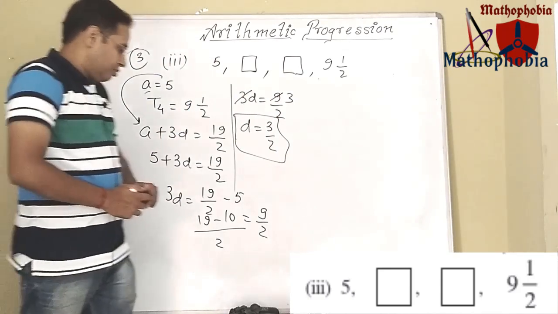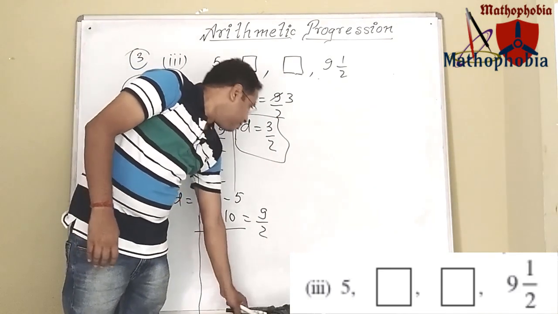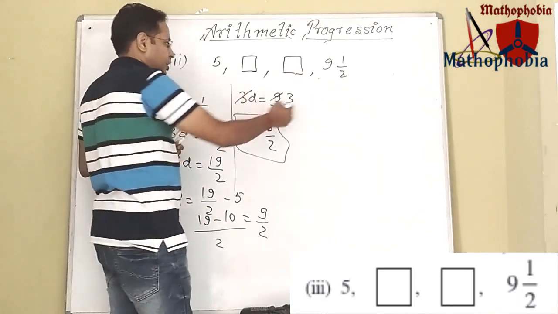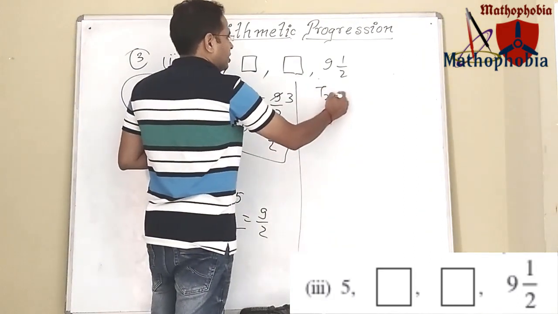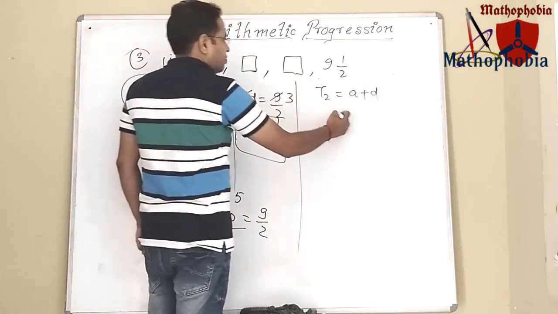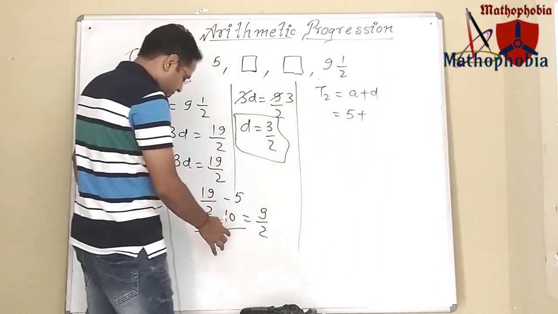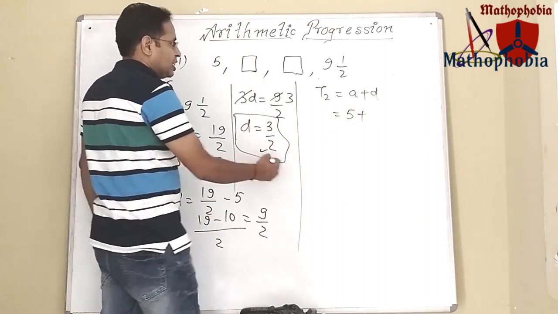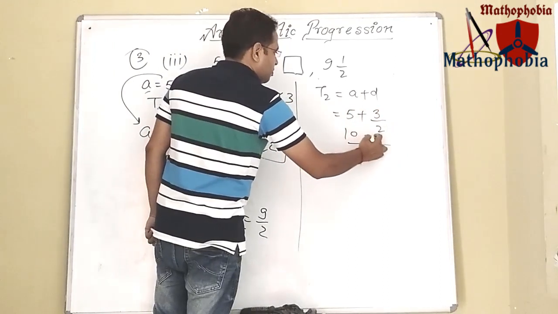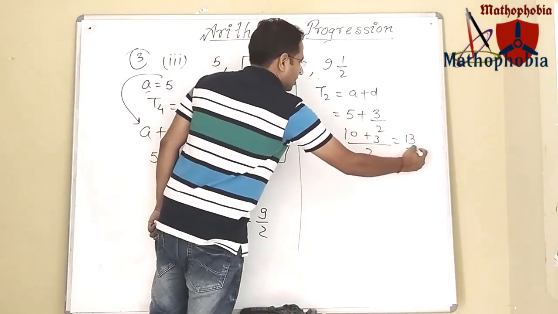Now we will put in D equals 3 by 2 to get the values of T2 and T3. Okay, so we need to find T2. What will T2 be? A plus D. Put the value of A. A is 5 and D is how much? D is 3 by 2. LCM 2, 10 plus 3, 13 upon 2.